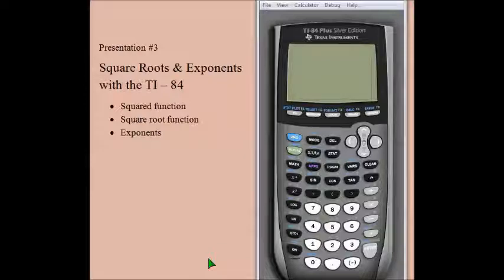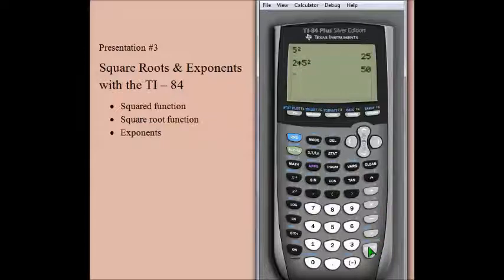All right, squared function. If you wish to square a number, let's say I wish to square 5, you hit that number and you hit this button right here which says x squared. And then enter. 5 squared should be 25. There we go. If you type in 2 times 5 squared, order of operations says we do the exponents first. So 5 squared is 25, times 2 is 50.